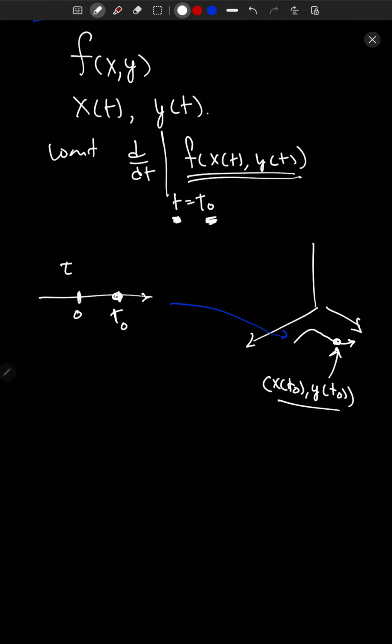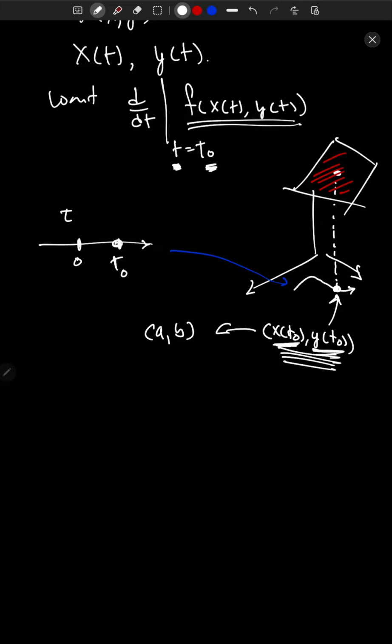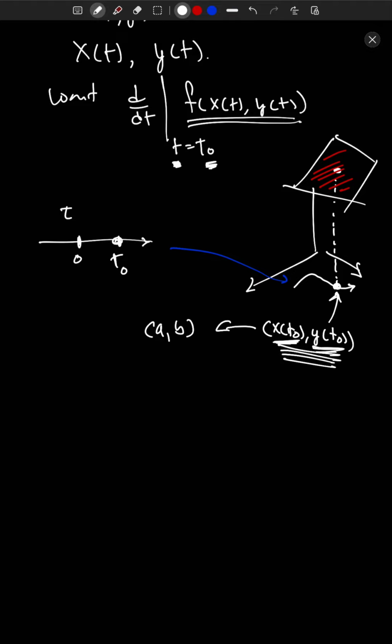Now that's the point we're interested in: x of t naught, y of t naught. That's the point where we want to look at the tangent plane. I'm not going to draw f, I'm just going to draw the tangent plane. Because I don't want to write all these x of t's and y of t's all over the place, I'm going to abbreviate this as a comma b. So x of t naught is a, and y of t naught I'm just going to call b, so that we don't have messy looking expressions.